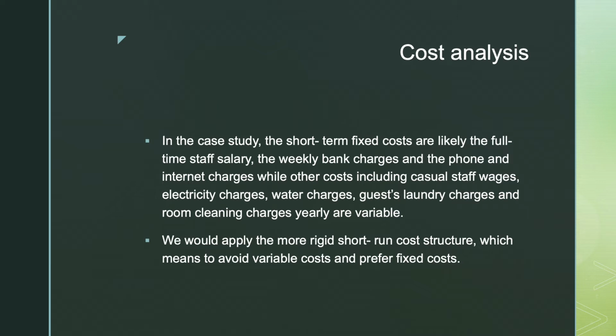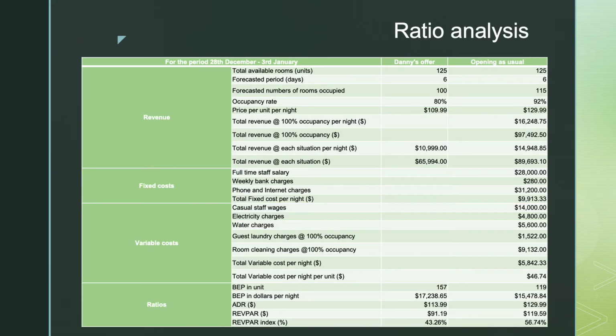In this case study, we would apply the more rigid short-run cost structure, which means to avoid variable costs and prefer fixed costs. The reason is that avoidance of variable costs is actually the solution when the case study faces downside risk. Downside risk is a situation where highly unfavorable demand realizations are likely to increase while favorable demand realizations are likely to remain stable. And the next one is ratio analysis.